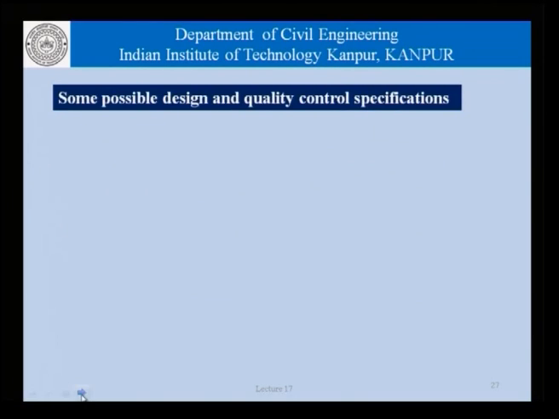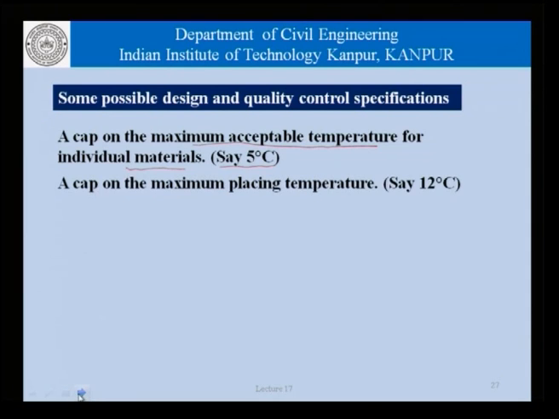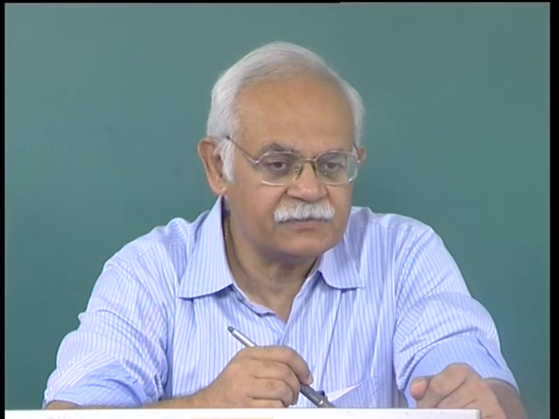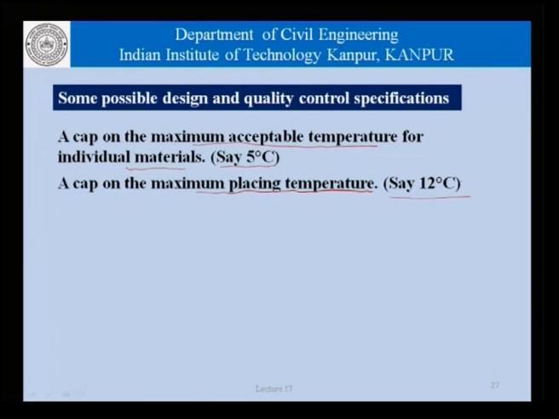So, as far as design and quality control specifications are concerned, we can talk in terms of a maximum acceptable temperature for individual materials, and that is what we will have to achieve through means like pre-cooling. We could put a number like 5 degrees centigrade or 7 degrees centigrade. Similarly, we can put a cap on the maximum placing temperature, which is a function of the proportions and the temperature of the constituent materials, at say 12 degrees centigrade or 14 degrees centigrade.